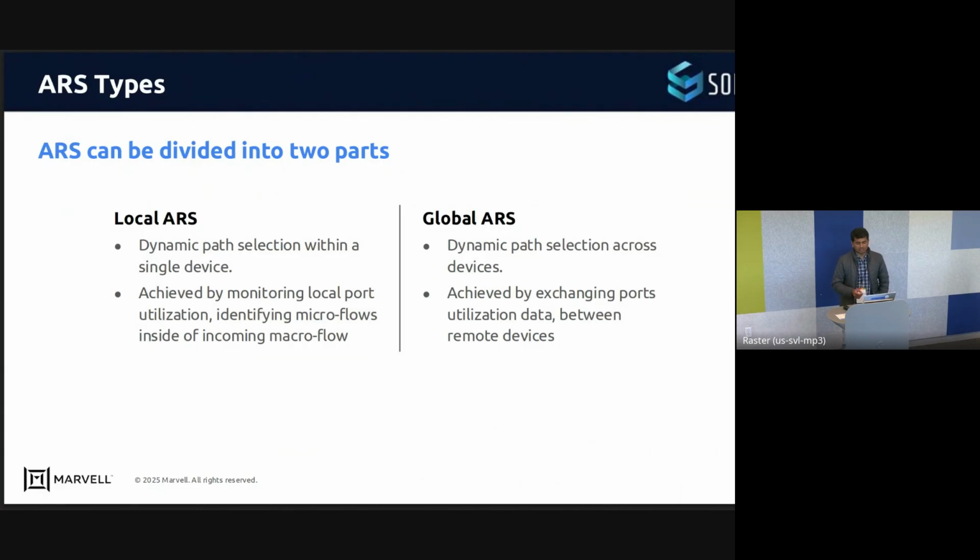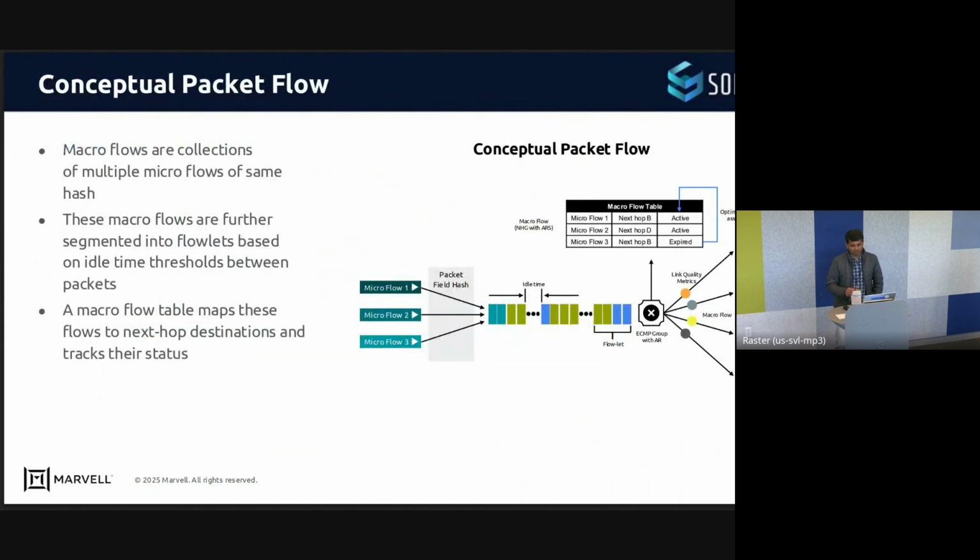ARS can basically be divided into two types: the local ARS and the global ARS. Local ARS is where the dynamic path selection is within a device and achieved by monitoring the local port link utilization, whereas global is across the devices, and that can be achieved by exchanging the port data utilization across the devices. And the scope is, as I said, the local ARS. I'm also going to touch on a little bit of architecture and the design, how we will be implementing the ARS in SONiC, and also how a user can configure it.